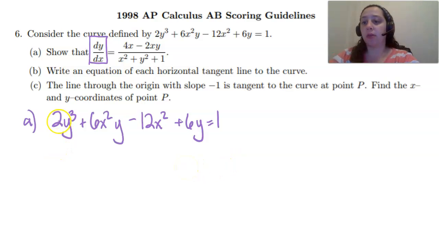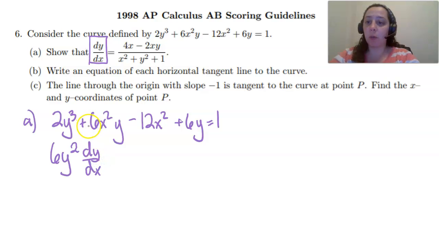The derivative of 2y^3, move our exponent to the front. 2 times 3 is 6. y, and we subtract 1 from our exponent to get 2. And because this is y and we're differentiating with respect to x, dy/dx.